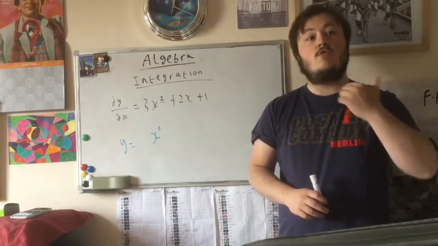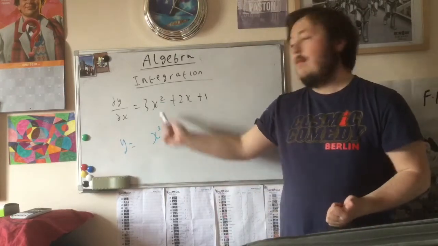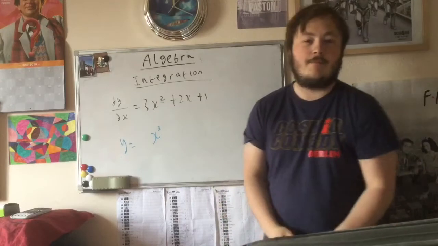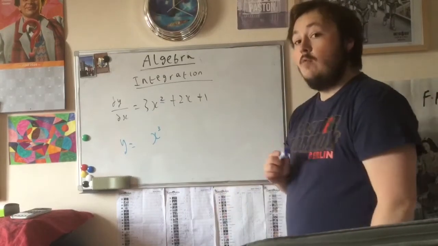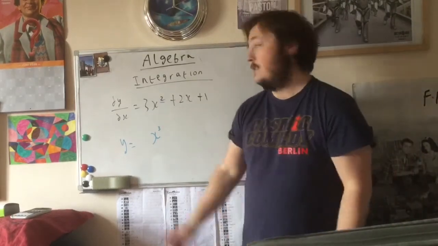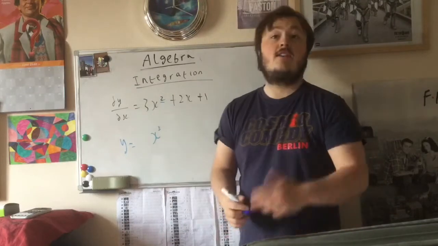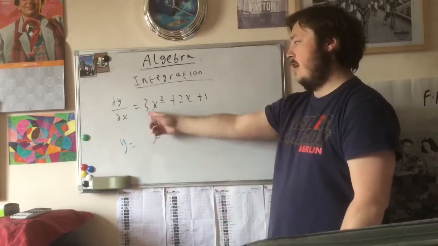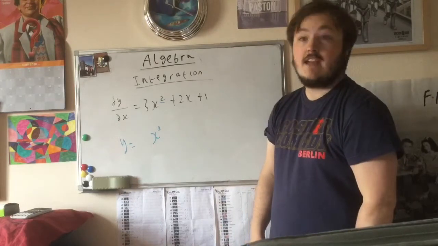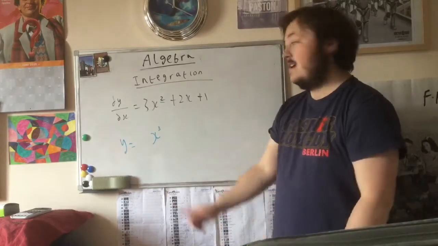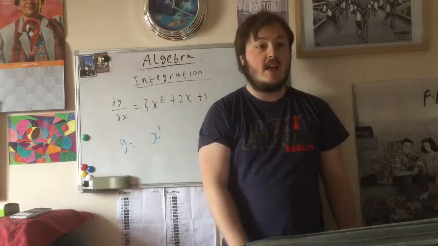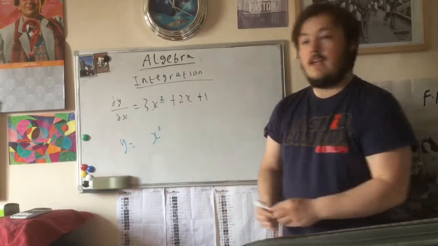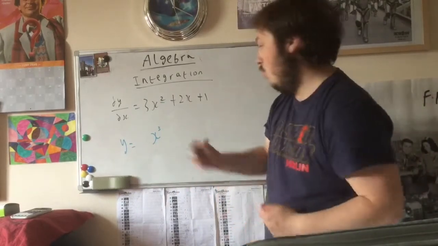Because remember, when you do the other one, differentiation, you go down by 1, don't you? So it's the opposite. Then what we do is we divide the number in front of our x, our coefficient, by our new indice. So we divide our 3, which is the coefficient of the x, by 3, because that is what the new indice is. And 3 divided by 3 is, well, 1.